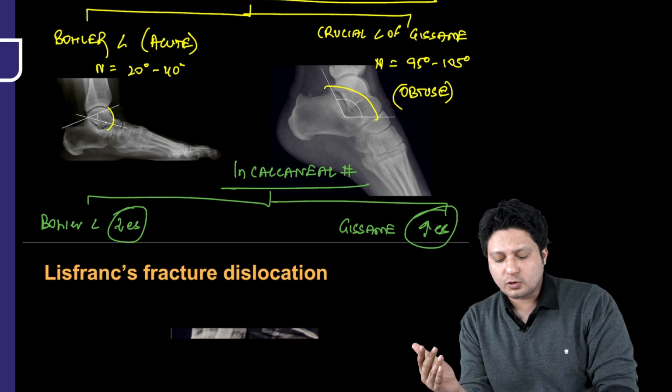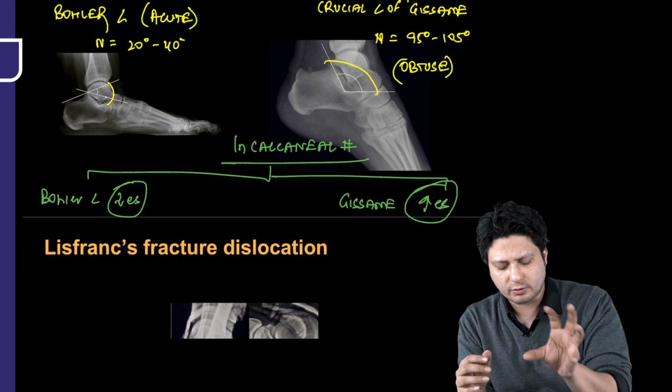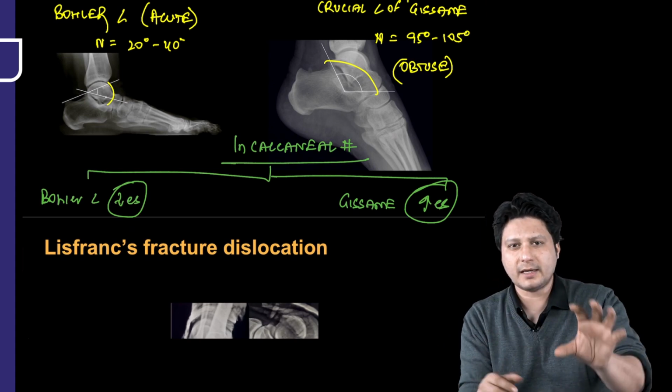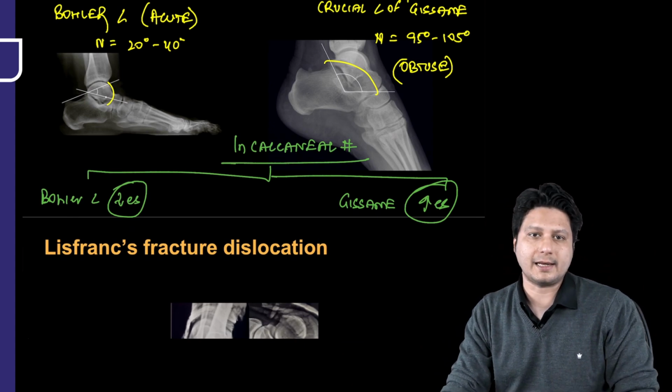So you need not worry about the points. You need not remember the points, the signs. You just have to remember it in the form of acute and obtuse. All right, so this is what you need to remember about the calcaneal fracture.